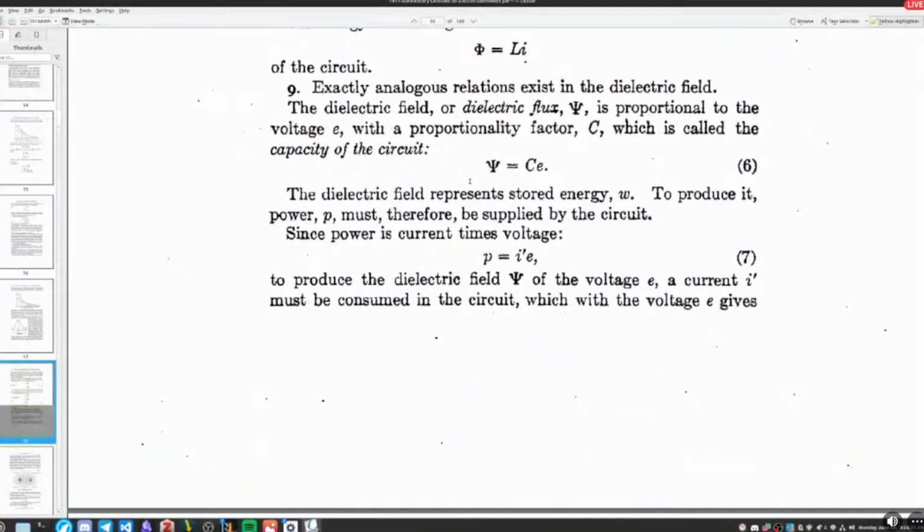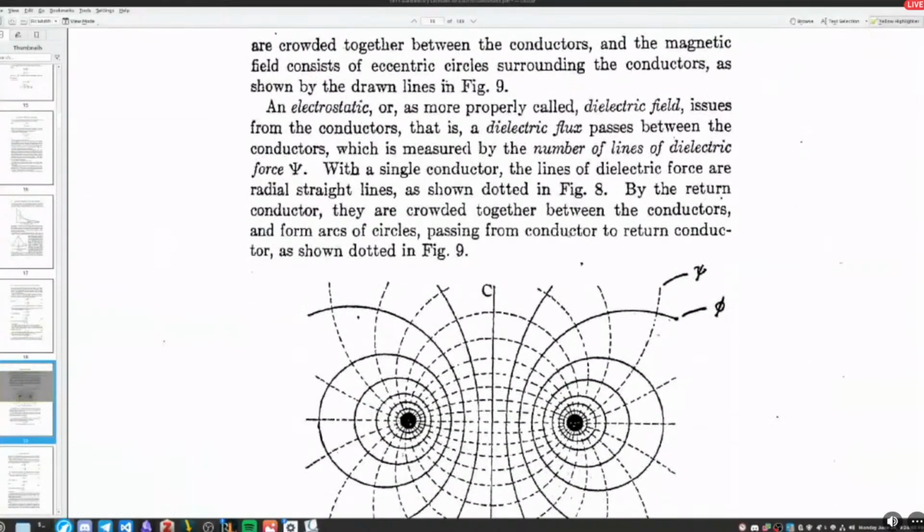To produce it, power P must therefore be supplied to the circuit. Since power is current times voltage, P equals I prime E, to produce the dielectric field psi of the voltage E, a current I prime must be consumed in the circuit, which the voltage E gives are crowded together between the conductors, and the magnetic field consists of eccentric circles surrounding the conductors, as shown by the drawn lines in Figure 9.